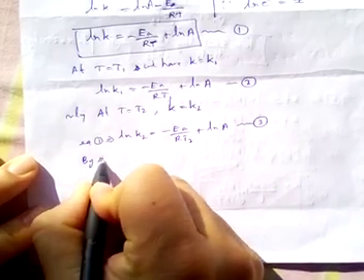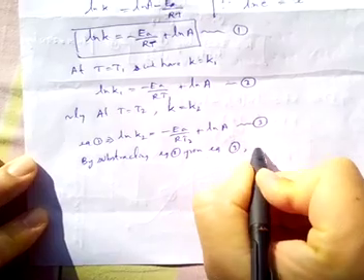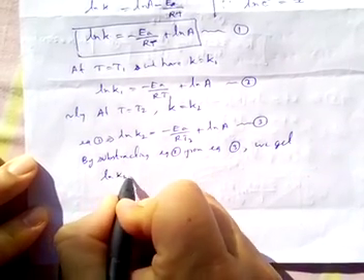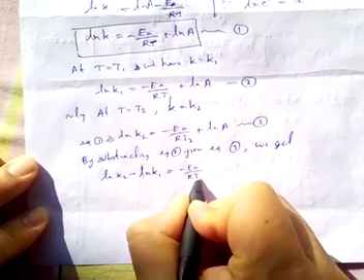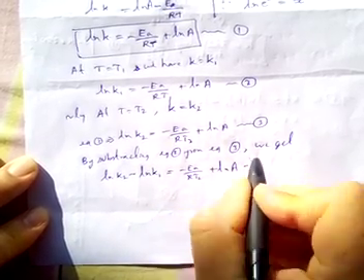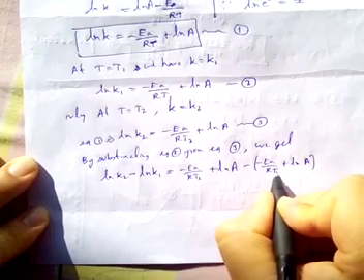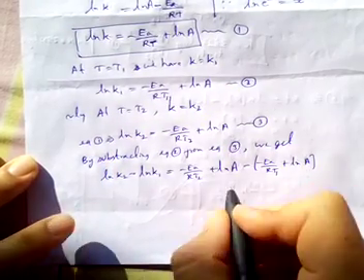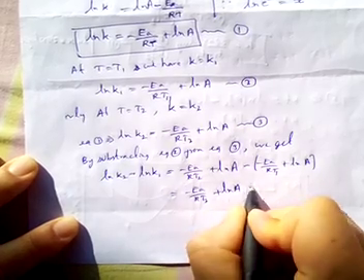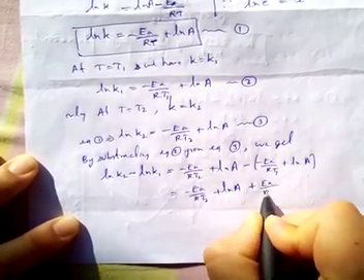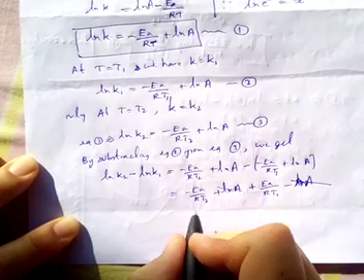So by subtracting equation 2 from equation 3, we get ln k2 minus ln k1 is equal to minus Ea by RT2 plus ln A, minus the whole of minus Ea by RT1 plus ln A. So we'll just open it: minus Ea by RT2 plus ln A, and minus minus is plus, so plus Ea by RT1 minus ln A. So ln A cancels.